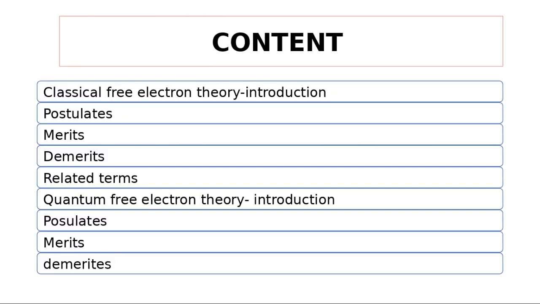So these are the contents of this lecture. Firstly, we will discuss what is the classical field theory of electrons and what are the postulates, demerits and merits, and the quantum theory. So we will discuss the merits and demerits of these two theories.